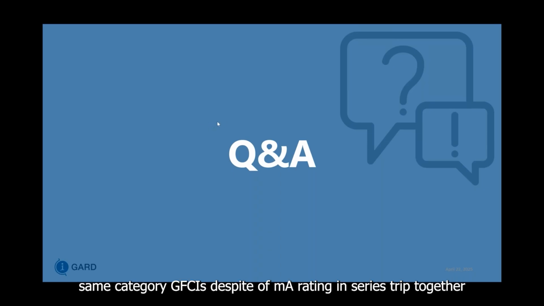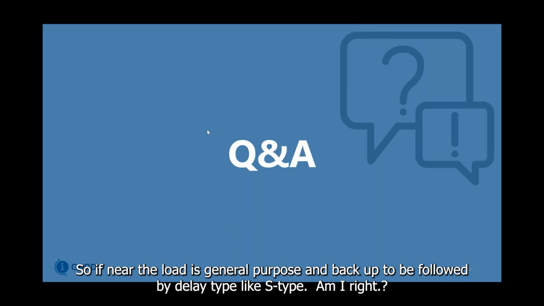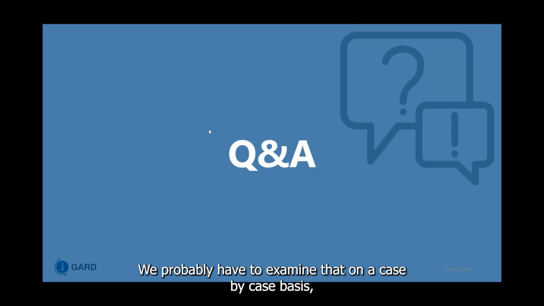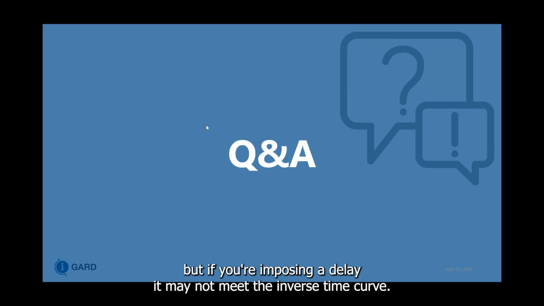Same category GFCI despite milliamp rating and series trip together, so if the near load is general purpose and backup is to be followed by a delay type like S type, am I right? We'd probably have to examine that on a case by case basis, but if you're imposing a delay, it may not meet the inverse time curve.